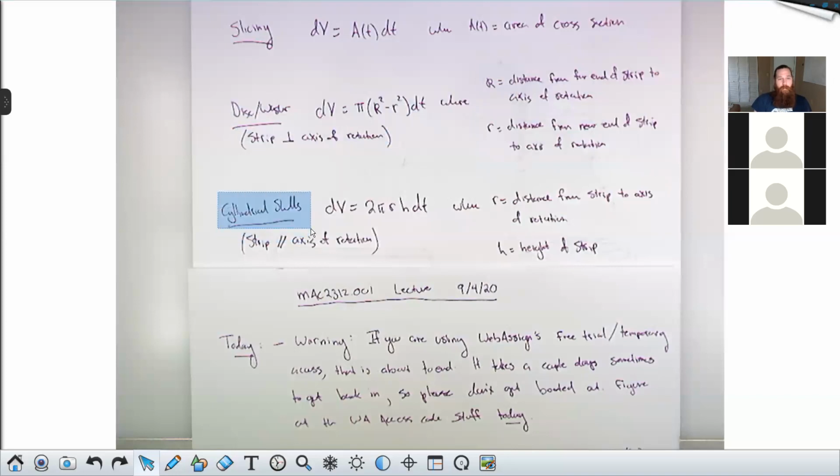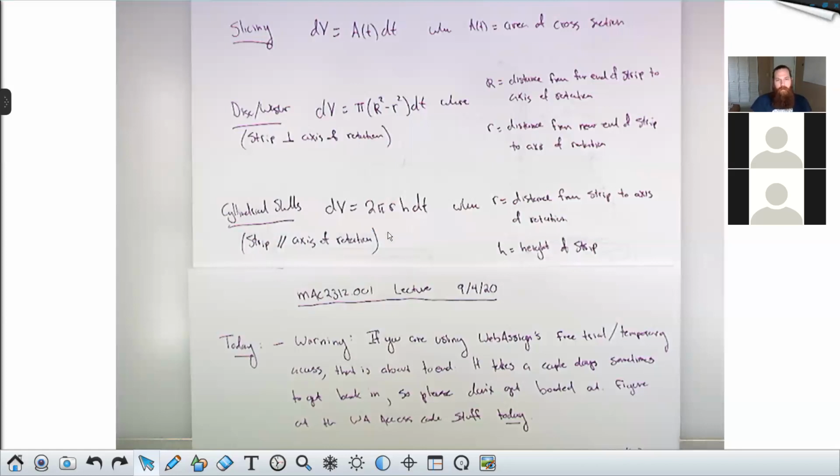The cylindrical shells method, the method that we touched on for the first time Wednesday, and we're going to talk more about today. The main difference between disk washer and cylindrical shells is that here you draw your strip parallel to the axis of rotation. Here in disk washer, strip is perpendicular. Here in cylindrical shells, strip is parallel. That's what makes the two methods what they are.